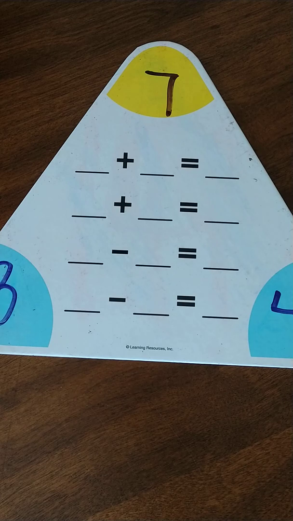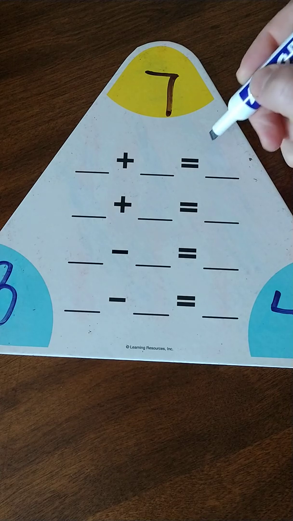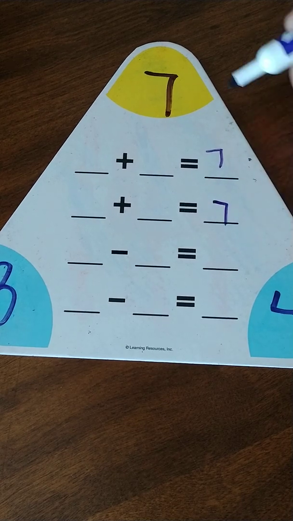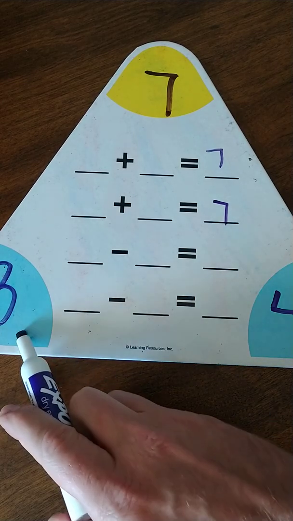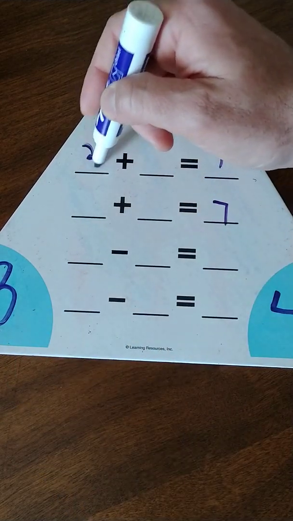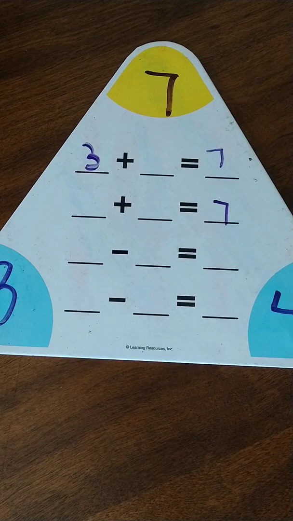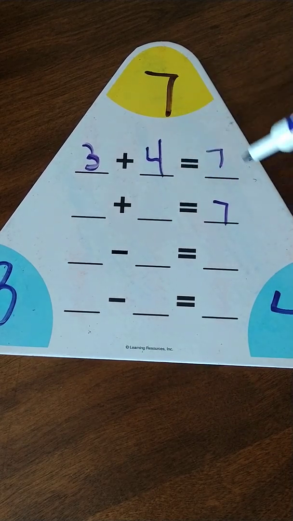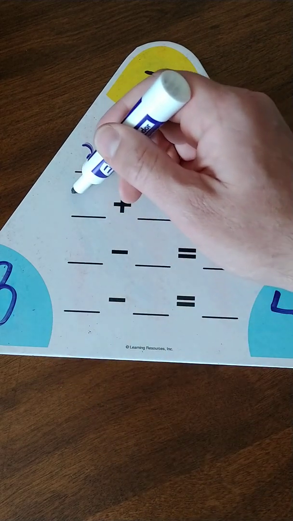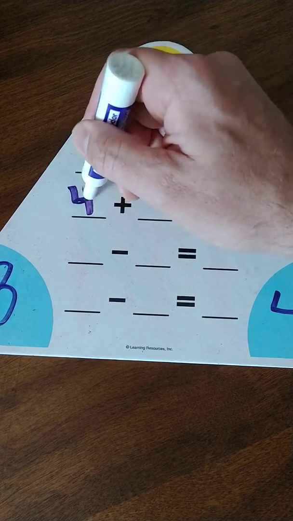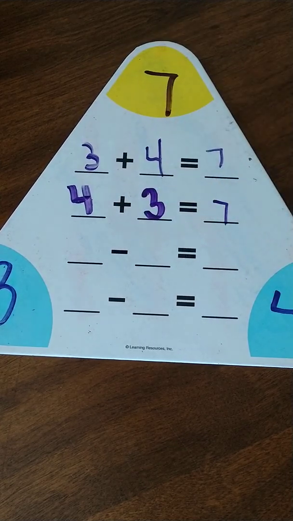Remember, when we add, the biggest number comes last. So we could just go ahead and put 7 there. And we want to end at the 7 when we add. So what could we do? We can start with 3. 3 plus 4 equals 7. And then we have to go the opposite way around. We have 4 plus 3 equals 7.